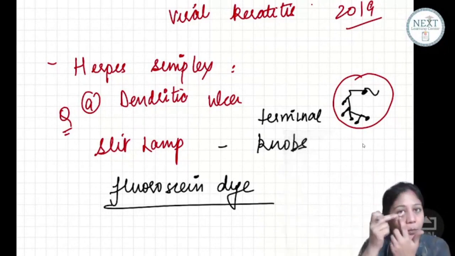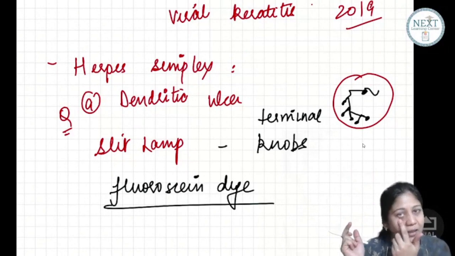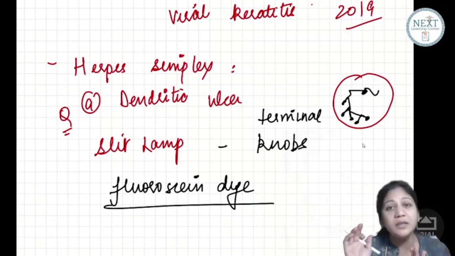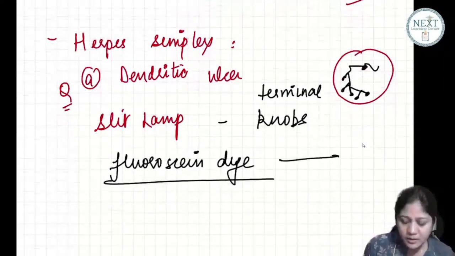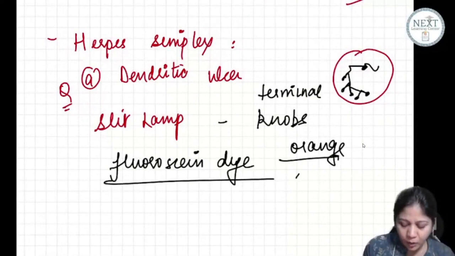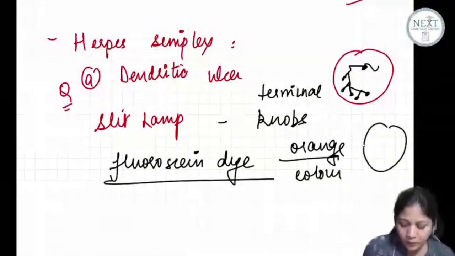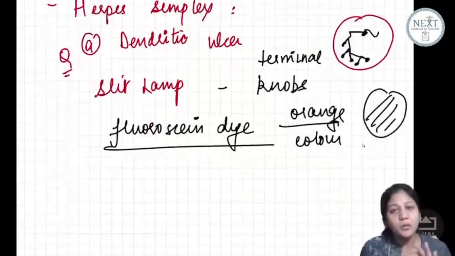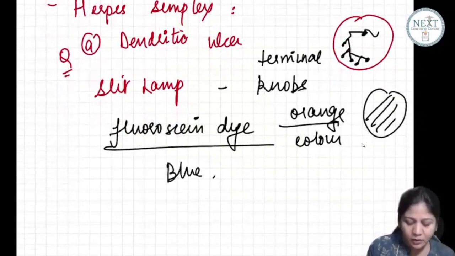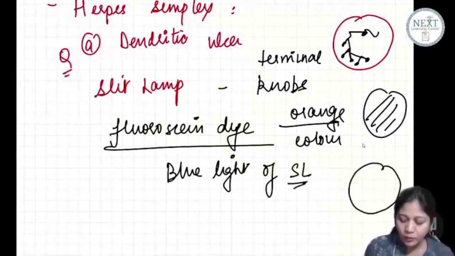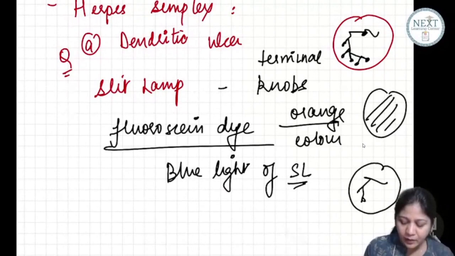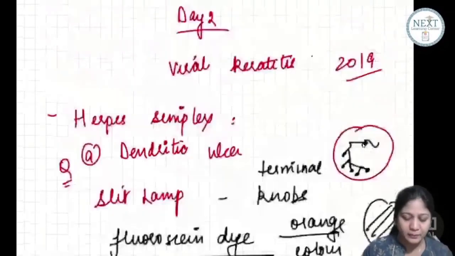Now you will put the fluorescein dye in the conjunctiva and ask the patient to close the eye like that. What will happen? It will spread on the tear film, so your tear film will be orange in color. Now you will turn on the blue light of the slit lamp. So what will happen? You will find that this lesion will turn green in color. Okay, see what a beautiful diagram this is.